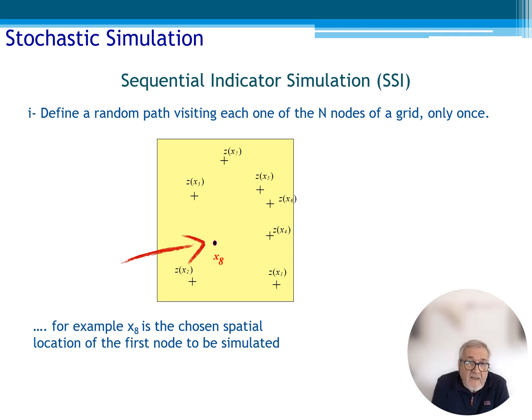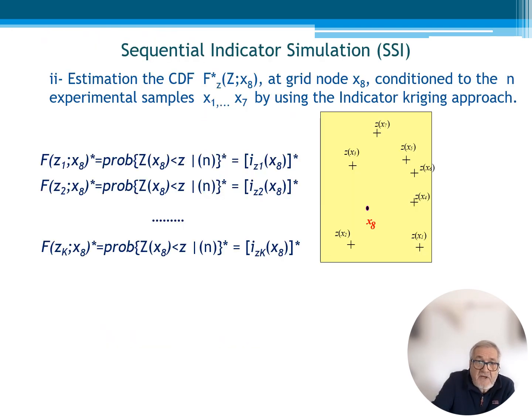So basically, all those methods follow the same outline. First, define a random path, which visits each one of the nodes of a regular grid. For example, let's take x8. We have 7 sample values, and we are going to estimate the local CDF at the x8 location.